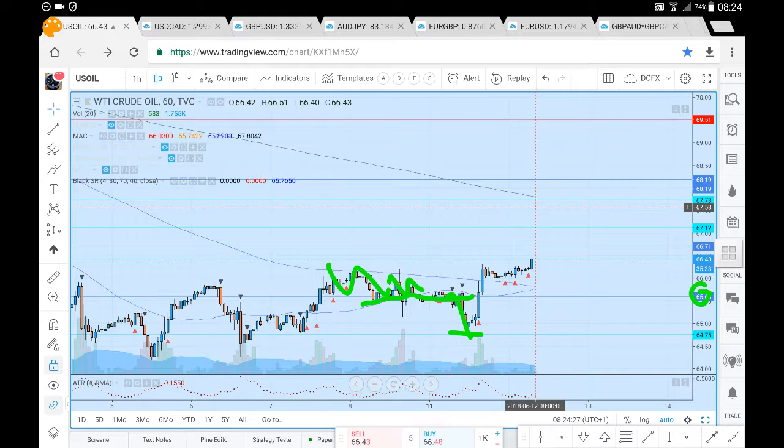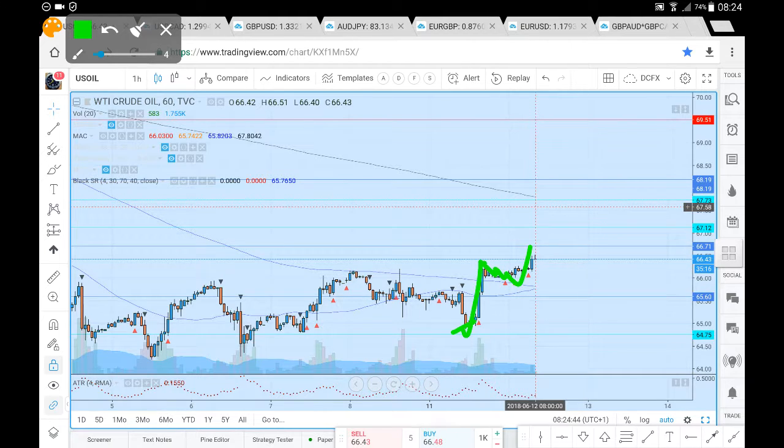Had a brief breakdown from 65.60. Didn't quite get down towards our 64.75. Came pretty close, but we didn't quite get down towards our 64.75, from which we did see strong bullish buy side momentum, breaking above the 200 period moving average here on the daily chart. Brief consolidation, and we are seeing a bit of momentum follow through to the upside here on the US oil.